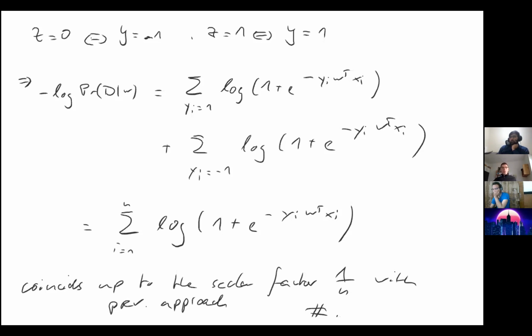Okay, so yeah, actually it's a rather easy computation, but we have to be sure, of course, that both approaches lead to the same optimal weights, and that's what they do.